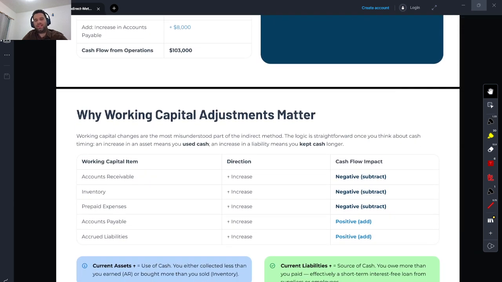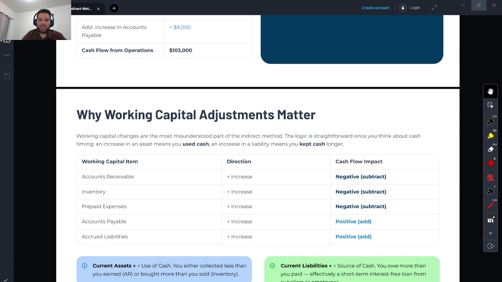So why do working capital adjustments matter? This is one of the most tested concepts in accounting and valuation. The logic is based entirely on cash timing. If a current asset account increases, cash usually decreases. Why? Because cash was used to build the asset. For example, an increase in accounts receivable means that the company collected less cash. An increase in inventory means that the company spent cash purchasing inventory.